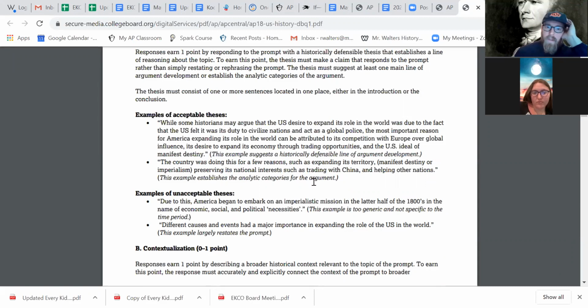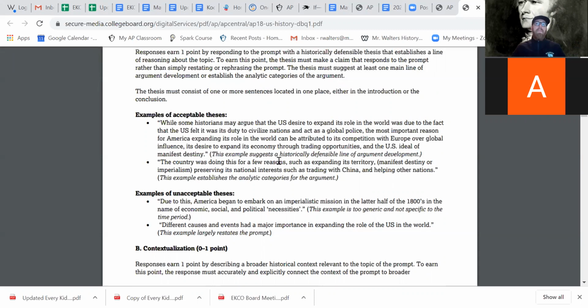Let's look at the next one. It says, the country was doing this for a few reasons, such as expanding its territory, manifest destiny or imperialism, preserving its national interests, such as trading with China, and helping other nations. That's it. I told you guys before that sometimes I can get a little wordy in my theses, but that's a really short thesis statement. And they're saying that is a really good thesis. It doesn't have to be long, it just has to set up the categories and make an argument. Okay, so again, I don't ever want you guys to think that they have to be these really wordy thesis statements. They really don't.